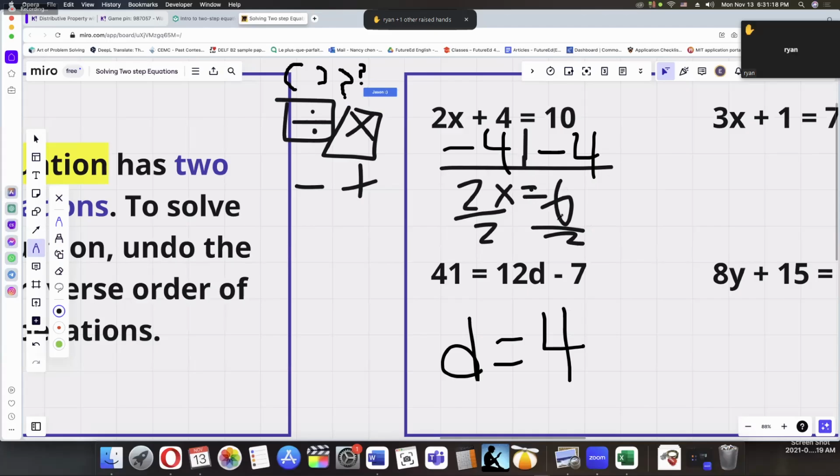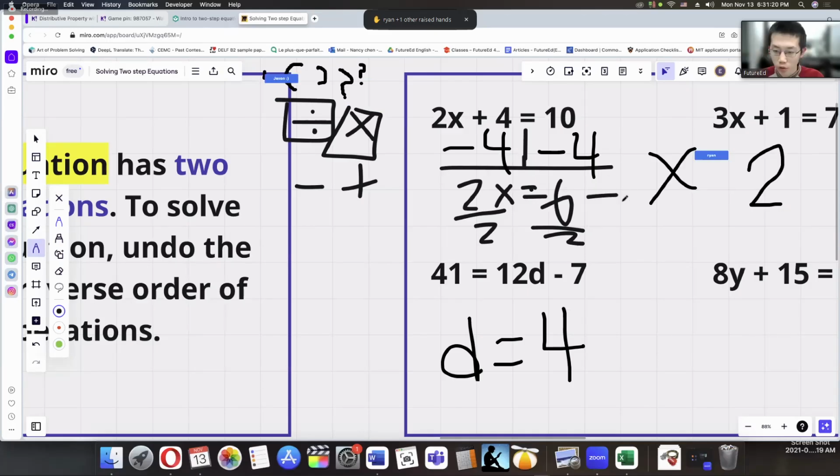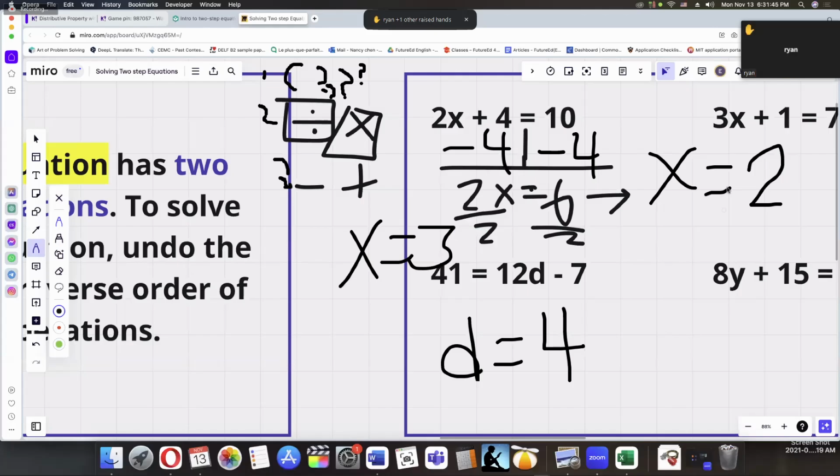So at this point, what was the answer to the first question? X equals 2. Can you verify, please? Someone put x equals 2. Okay, can we finish this one first, though? So just x equals 3.